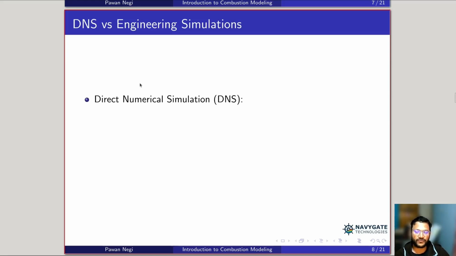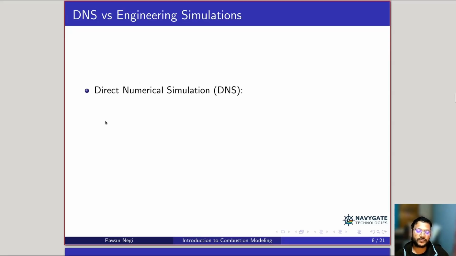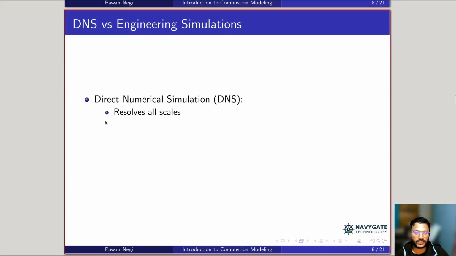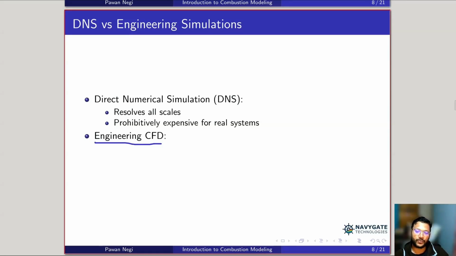There are two kinds of methods that are usually used. The first one is direct numerical simulation. It resolves all the scales, but it is prohibitively expensive for real systems. Therefore, we have to use engineering CFD, in which we use either Reynolds-averaged numerical simulation or large eddy simulations, and it relies on combustion models.